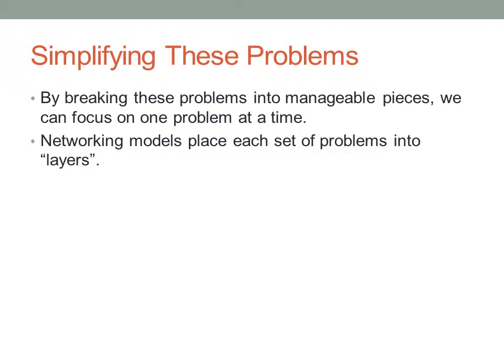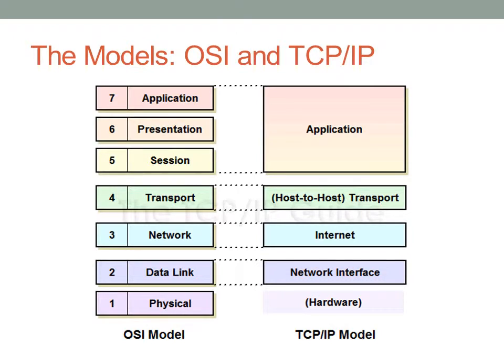Again, these networking models place each set of problems into layers, and we'll be looking at some examples of these models. The two models that the CCNA is concerned with are the Open Systems Interconnect model, the OSI model, and the TCP/IP model, which is used in most modern computing systems today. Of the two, I believe the TCP/IP model is the more practical. Now let's look at some of the models physically, first in a diagram, and then we'll go through the actual layers and look at what each of these layers represent.